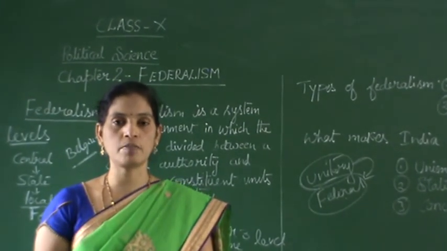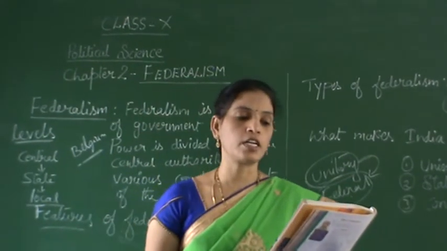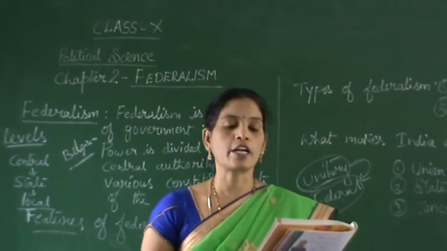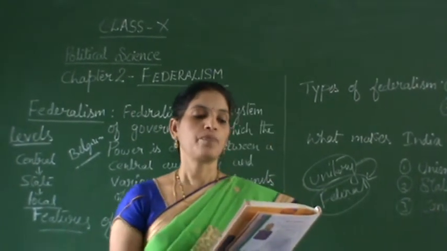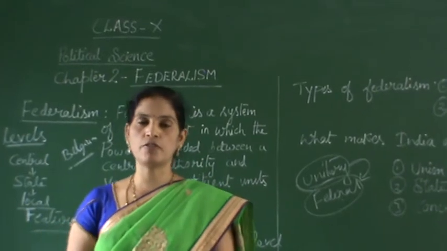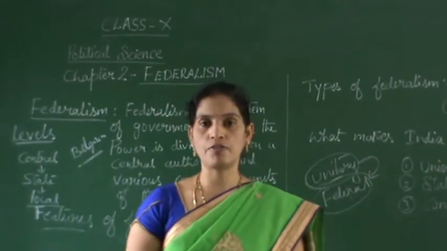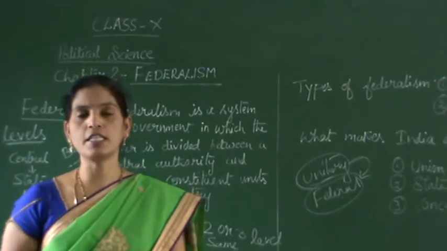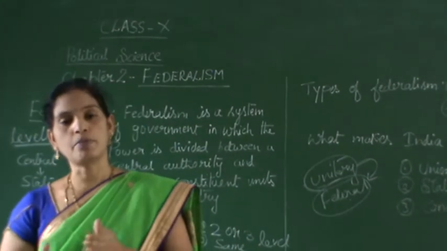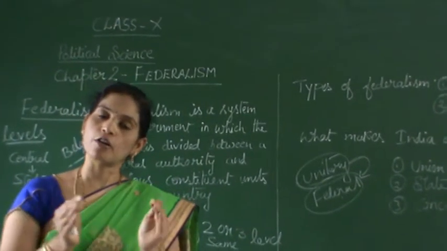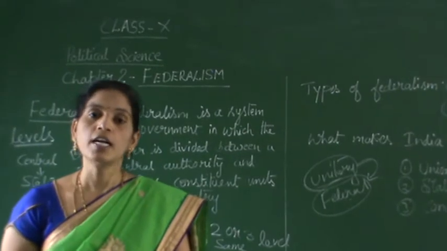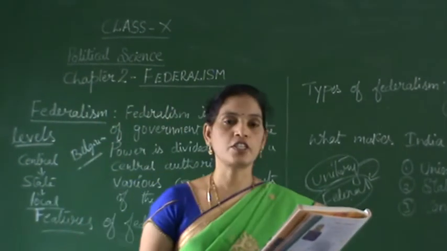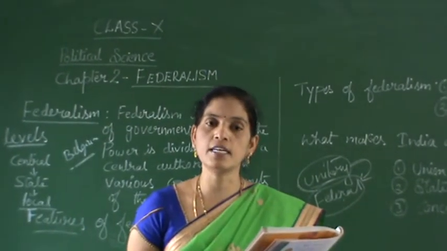The seventh feature of federalism has two objectives. The first one is to safeguard and promote the unity of the country, and also to accommodate regional diversity. Safeguarding and promoting unity in the country is the main objective of federalism. Also accommodating, accepting and adopting whatever regional diversities are existing in the country.